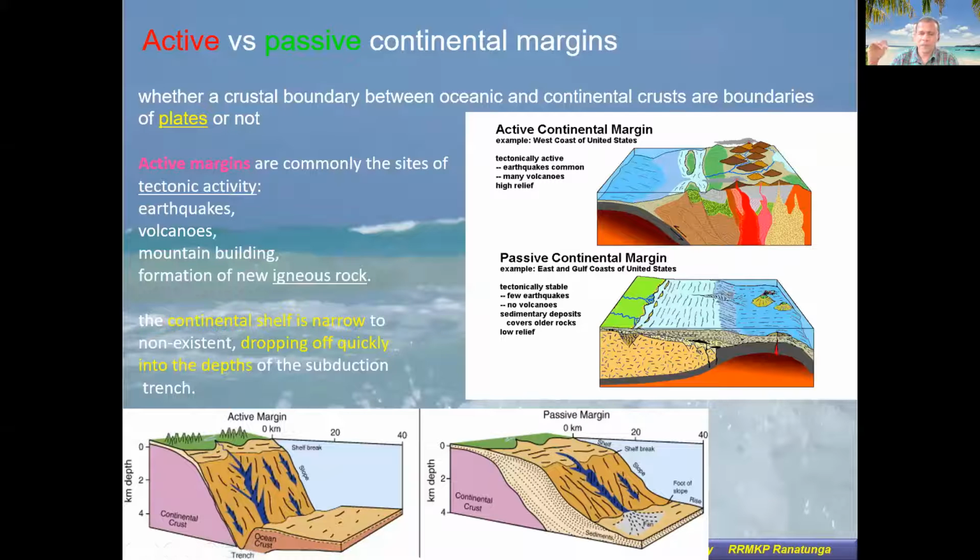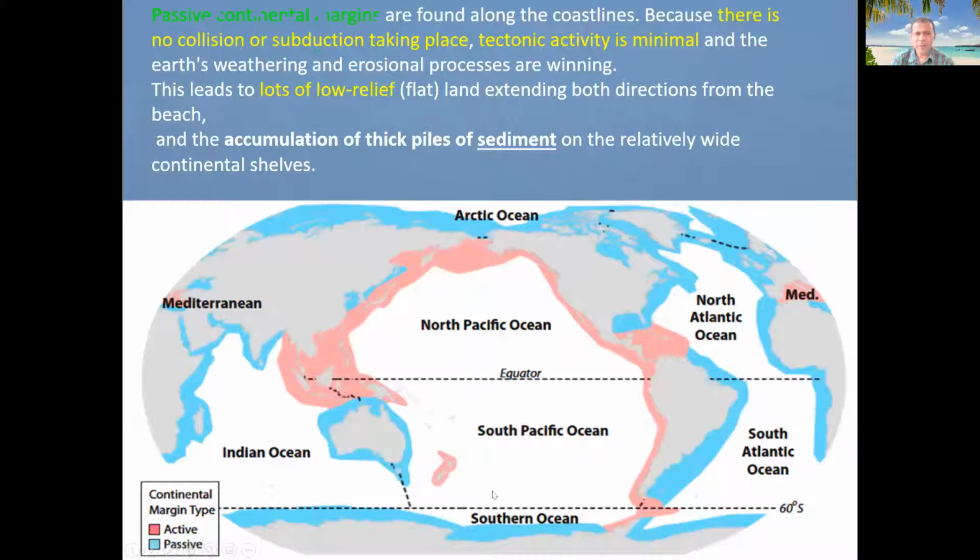Right? It's a very gradual decline, whereas the active margin has a steep slope. Right? So now you look at countries based on their continental margins, you can explain the geology a little bit, what they are experiencing.